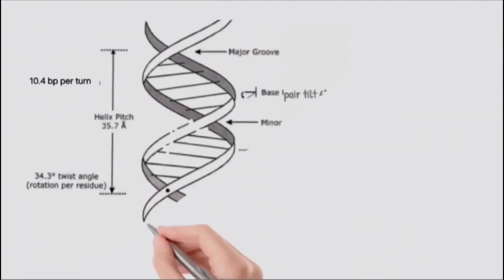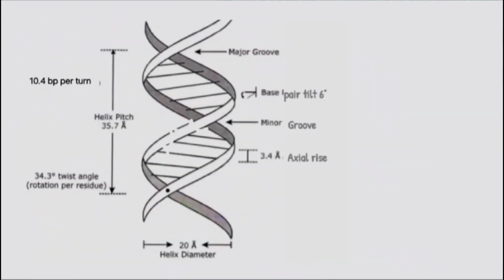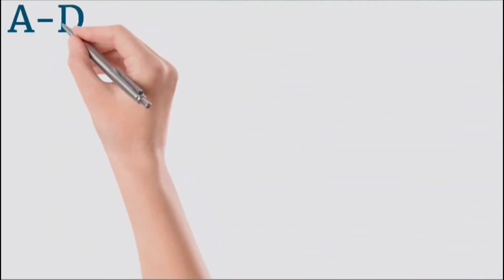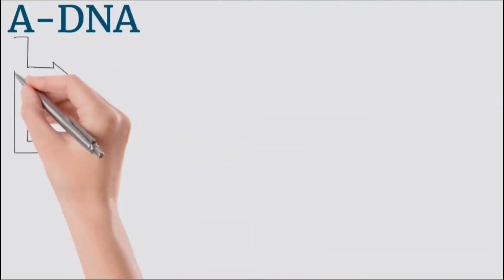In this diagram, you can see the picture of B DNA. The diameter is 20 angstrom. You can see the base pair per turn, major and minor groove, axial rise, etc. And when we study the different types of DNA, you can compare the data. Now let's discuss about the types of DNA.